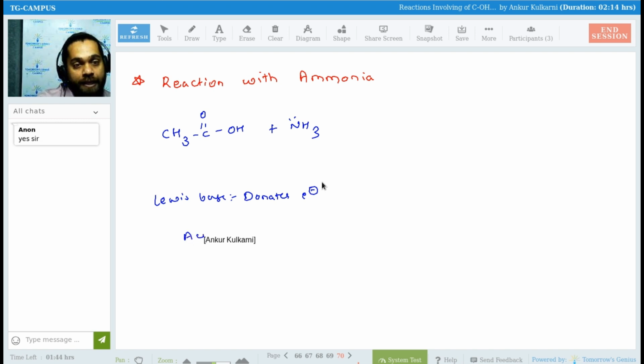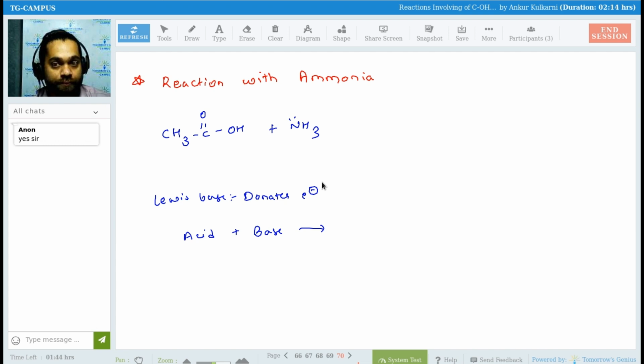Now, whenever acid and base react, what do we get? Prashanti, Bhuvneshri, acid and base react to give you what? Salt and water. But over here, since we do not have OH in the base, we will get only salt.